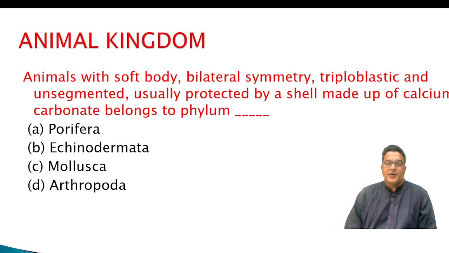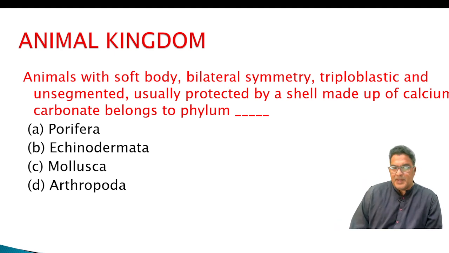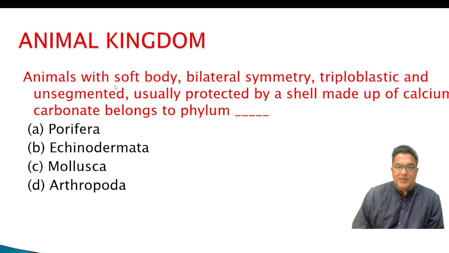Animals with soft body, bilateral symmetry, triploblastic, unsegmented, usually protected by a shell made up of calcium carbonate, belong to the phylum. Here, what makes us select the phylum? Calcium carbonate shell is there. Echinodermata also has a calcium carbonate shell. But Porifera can be skipped by bilateral symmetry and triploblastic nature. Echinodermata we can skip by looking at what? Soft body.